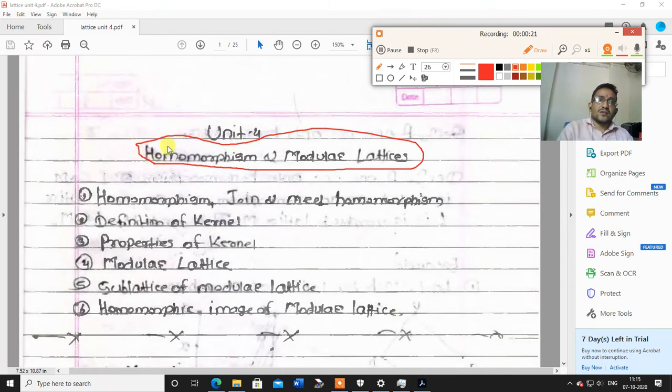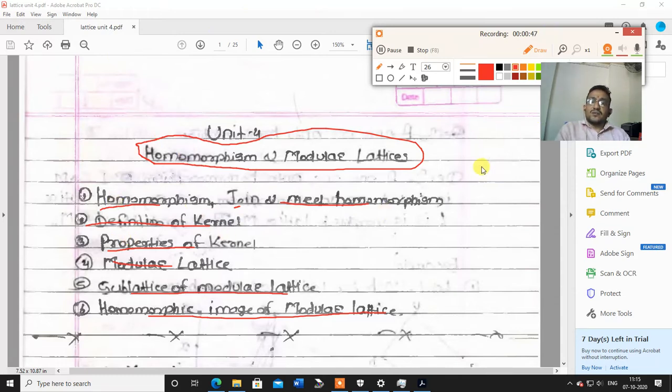The topics here: homomorphism, join and mate homomorphism. Second topic is definition of kernel. Third topic is properties of kernel. Fourth topic is modular lattice, and fifth topic is the sublattice of modular lattice, and sixth topic is the homomorphic image of modular lattice is modular. Okay, so under this title we are going to study these six topics.